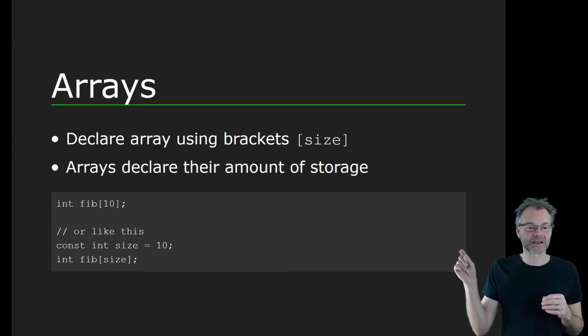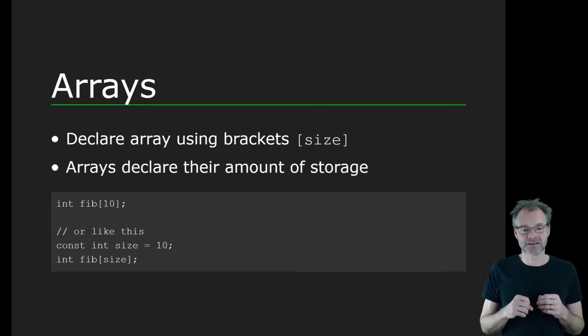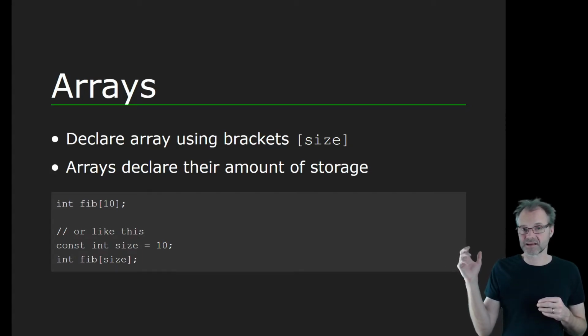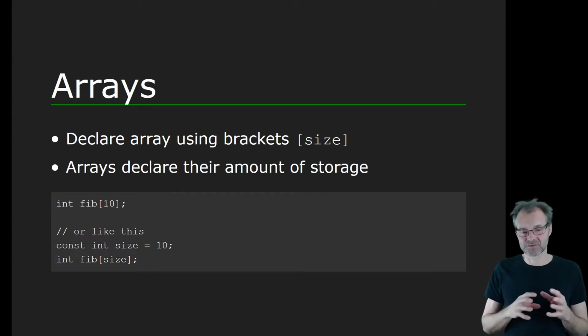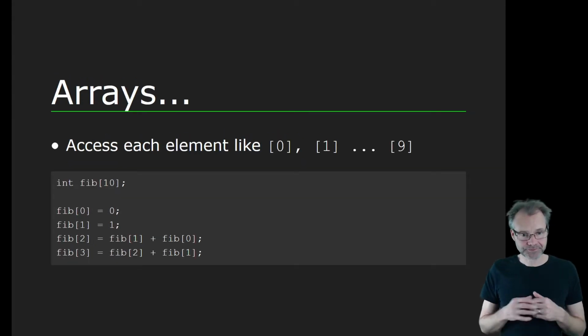I can also do like I'm doing in the second part here. The difference is I'm just declaring a constant integer and saying, okay, I want to work with 10 here. And then I'm declaring the array as having that size. So that's just showing how to use a variable instead when you're declaring how long the array should be.